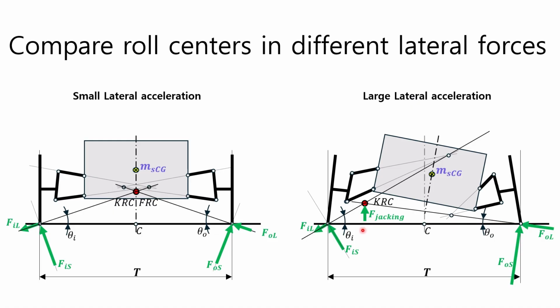The jacking force is caused by the difference in the vertical components of the forces acting on the left and right links. In a symmetrical vehicle, if the lateral forces on the left and right wheels are different, the line of action of the jacking force will be located away from the vehicle's central longitudinal plane. Consequently, the jacking force acts on the roll center to rotate the sprung mass, resulting in suspension roll.